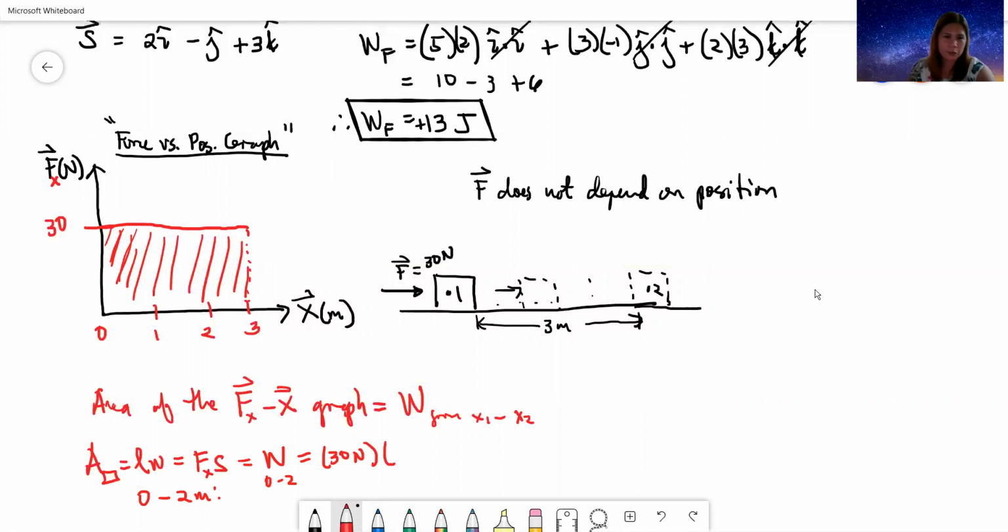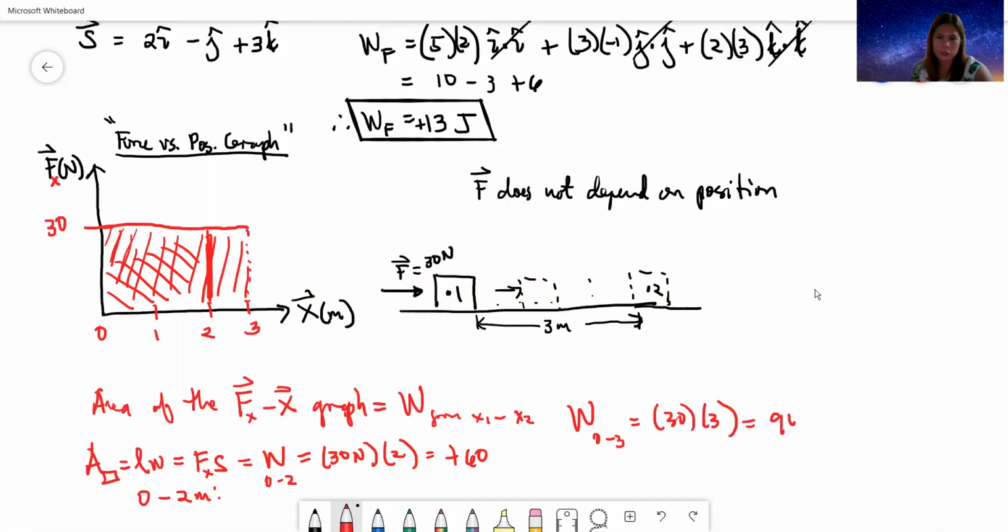But, pag 0 to 2, edi ito lang. Ito lang na portion. Ito, hanggang dito lang. So, this would also be 2. So, it's positive 60 joules. Pero kung ang question is, what's the work done from 0 to 3? Edi, it's 30 times 3. So, we have 90 joules positive. Okay? So, yan lang naman.